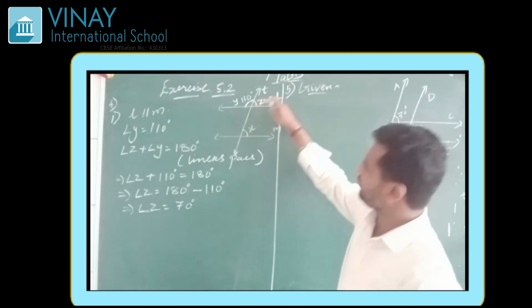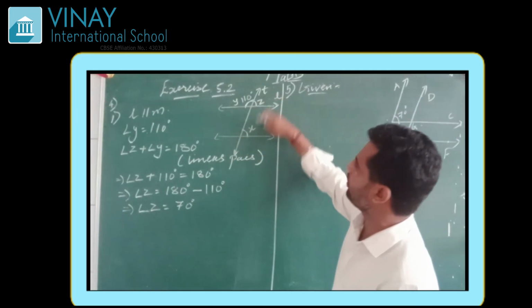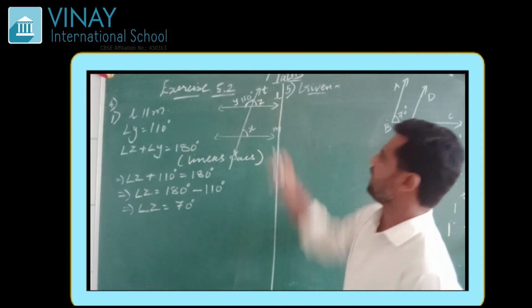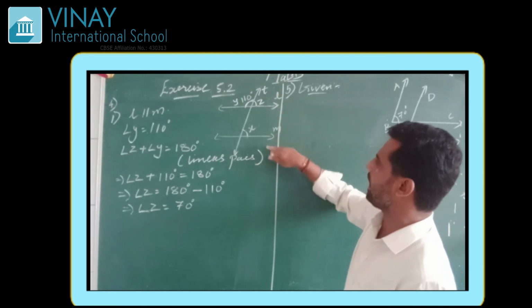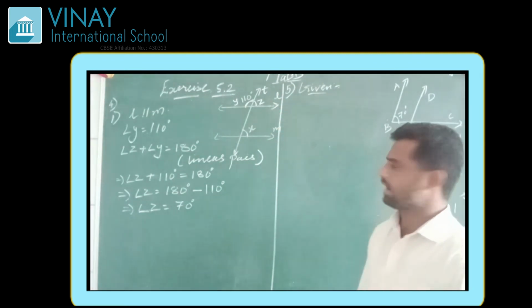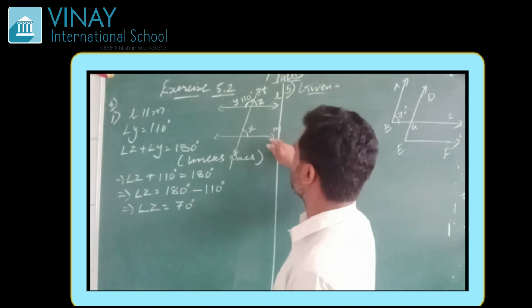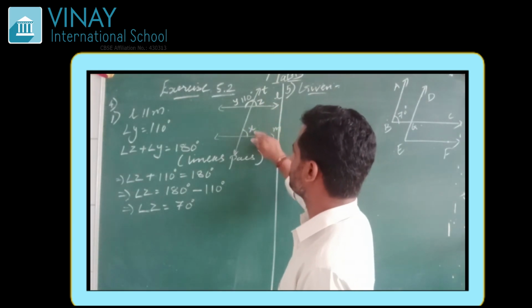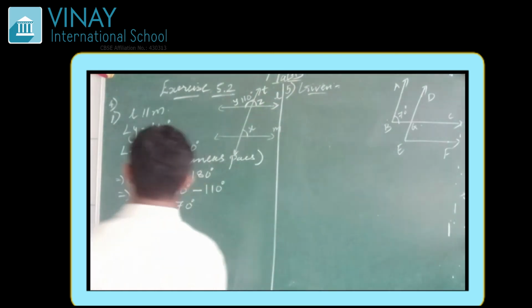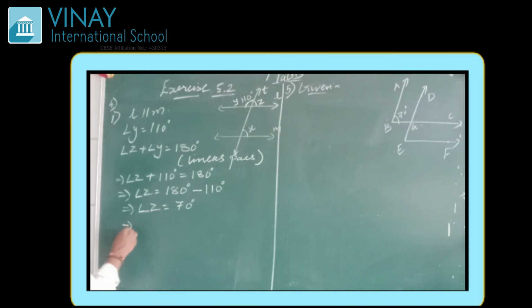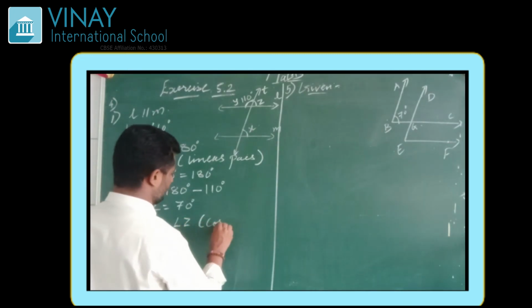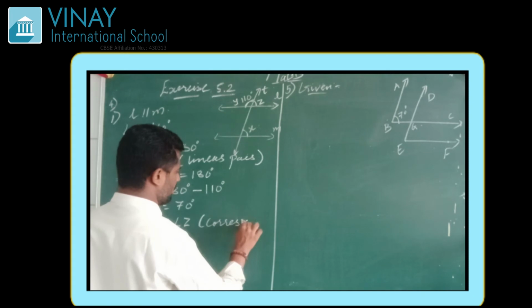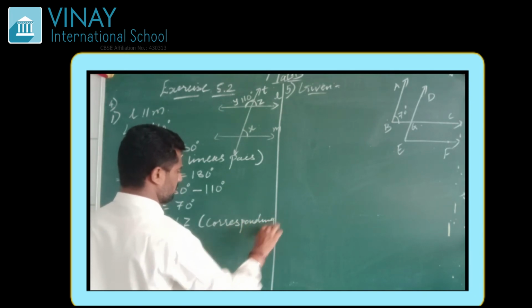Now if we see angle Z, we can say that angle X is equal to angle Z because they are corresponding angles.